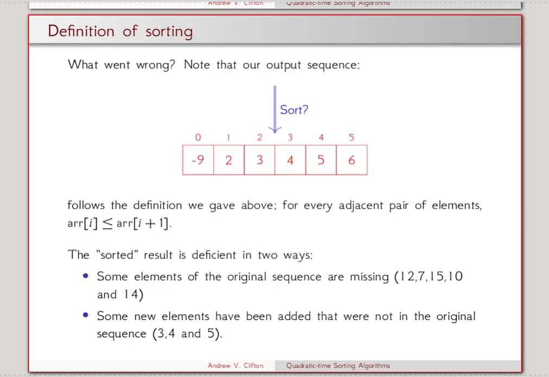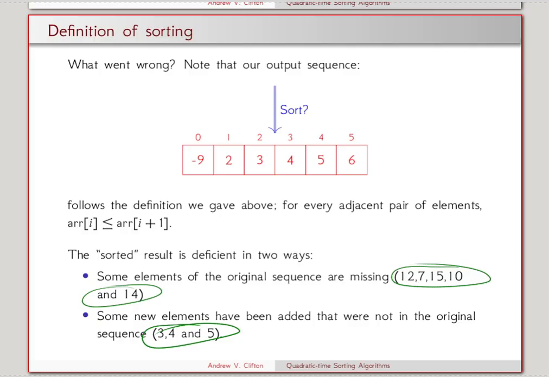So our sorted result is wrong in two ways. First, some elements of the original sequence, in fact quite a few of them, are missing: 12, 7, 15, 10, and 14 are just gone. Where did they go? And then some new elements have been added that were not in the original: 3, 4, and 5 show up in this one. So intuitively, it's not enough to just put things into ascending order. You also have to keep the stuff that you started with, not throwing anything away and not adding anything new.